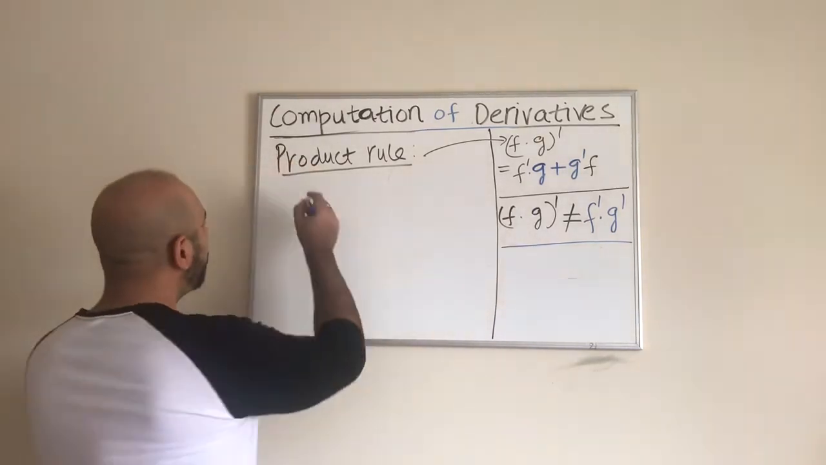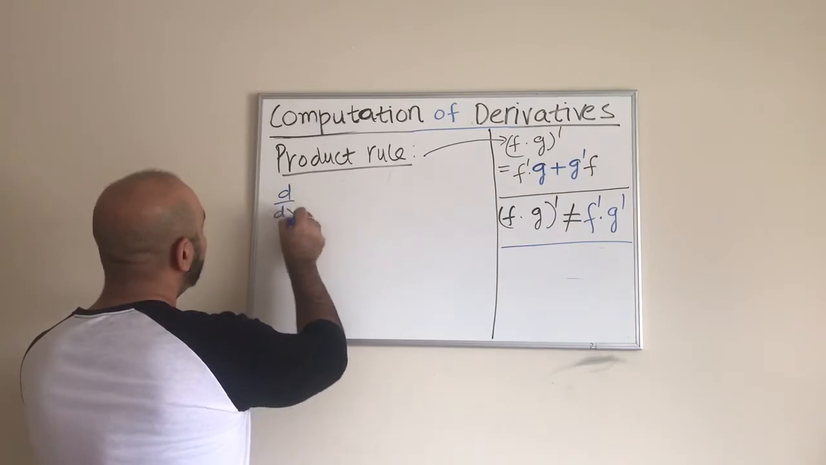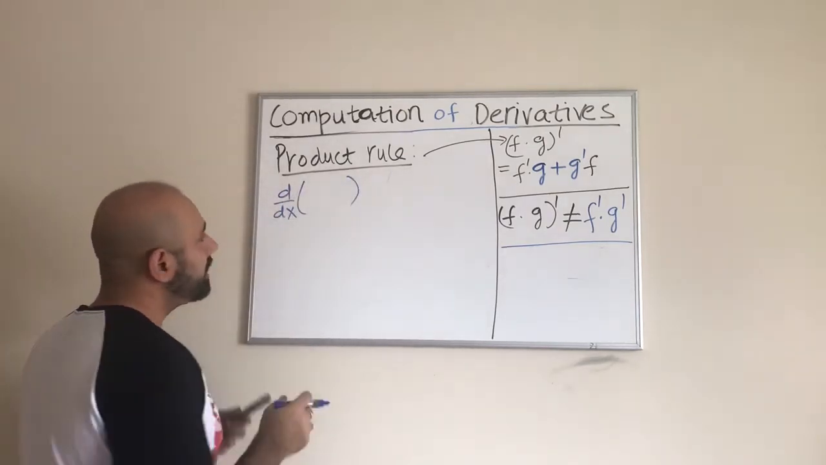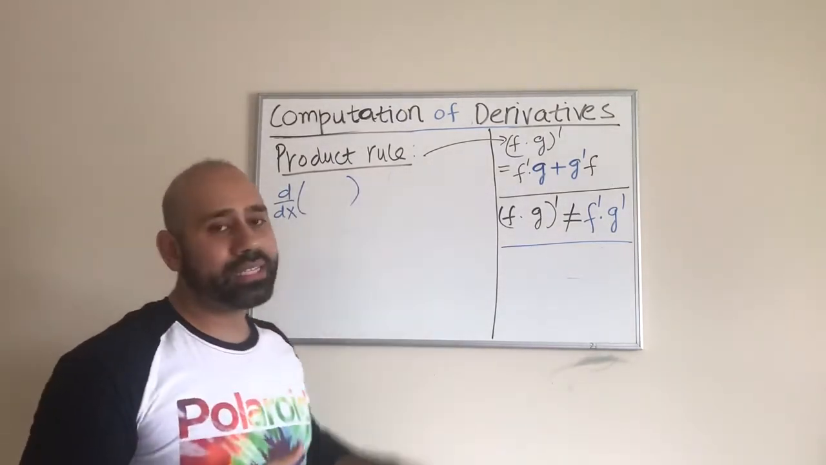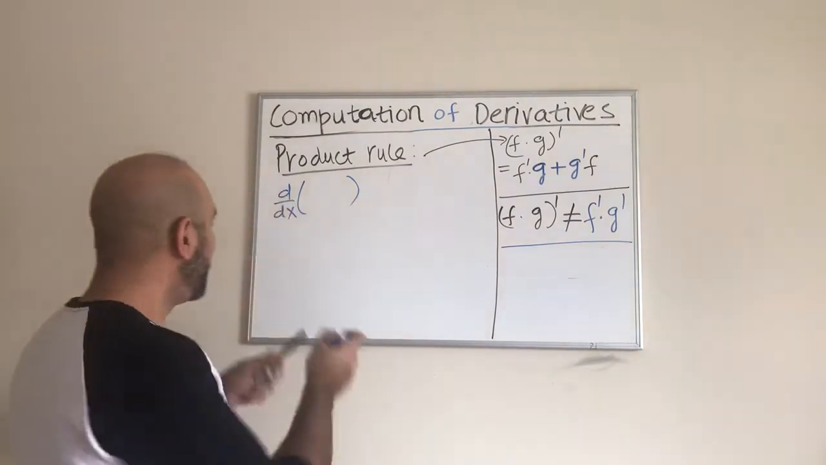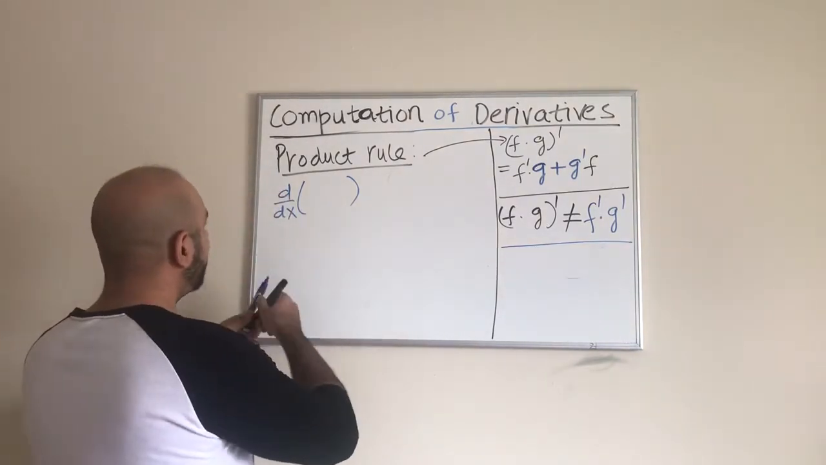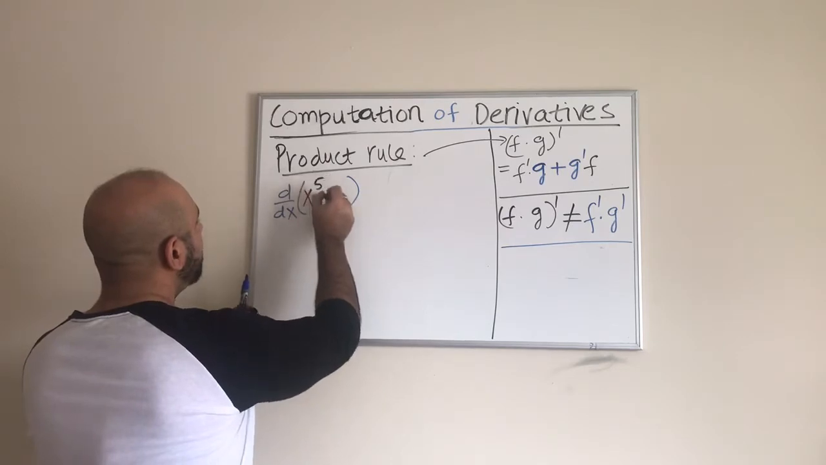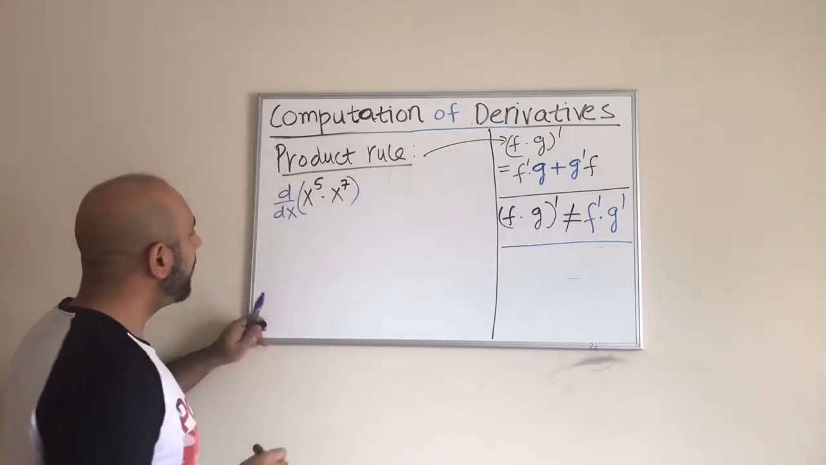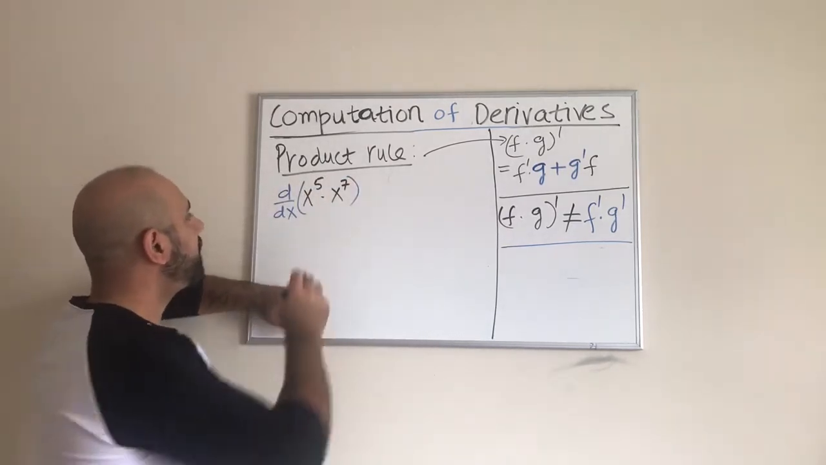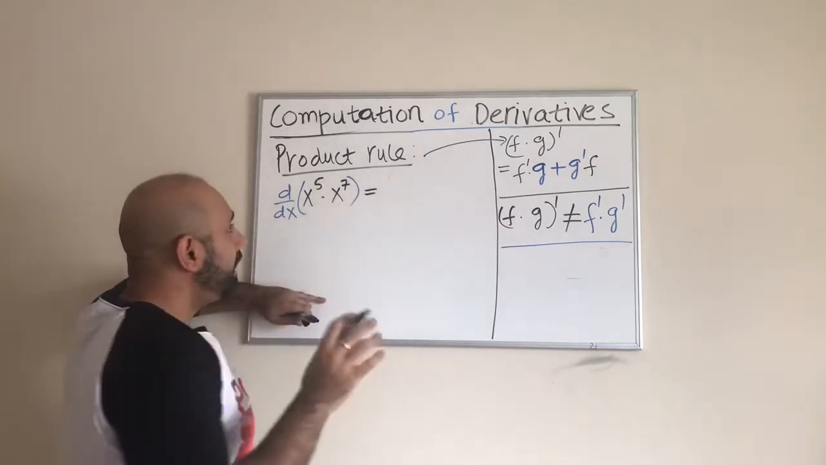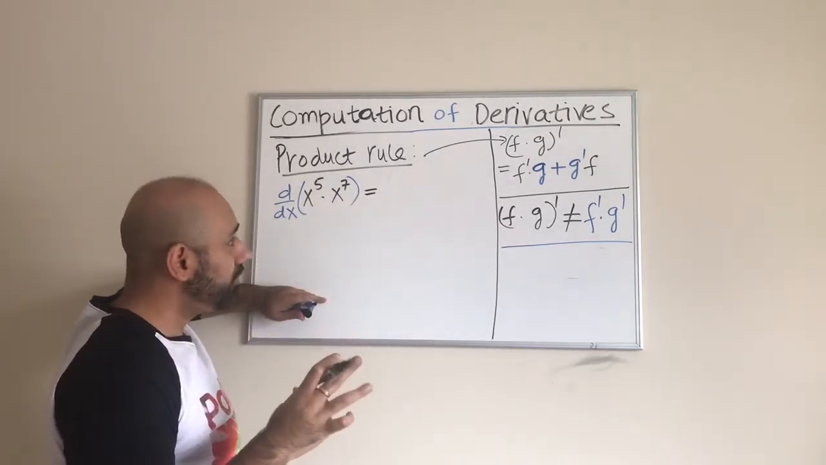So guys, how about if I take the derivative of a product of two functions, and to illustrate this, I'm just going to use very simple functions. Let us say I have x to the power 5 times x to the power 7. Okay, so guys, if I have to find the derivative of this, let us try to do it in a few different ways.